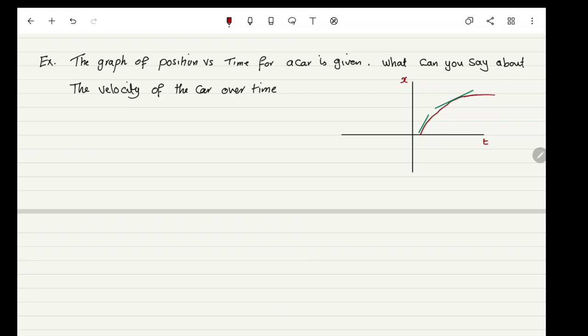Let's have another example. The graph of position versus time for a car is given in this curve here. What can you say about the velocity of the car over time? The car actually slows down all the time because, as we can see here, the slope is diminishing as time goes on. There's almost a plateau region here, which means the position becomes constant with time.